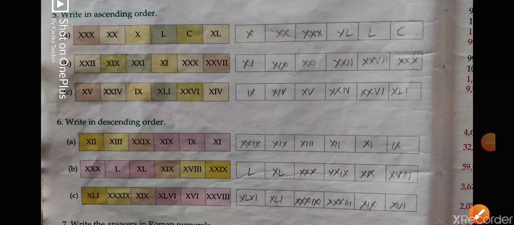Coming to the ascending order and descending order, the simplest way to do ascending and descending orders in Roman numbers is that you write right above the number in our form, like 100 or 10. Let me show you how.